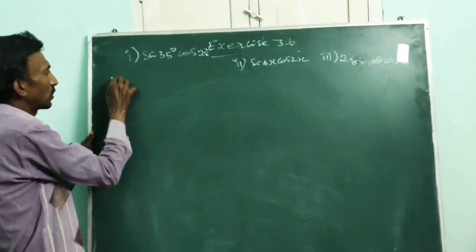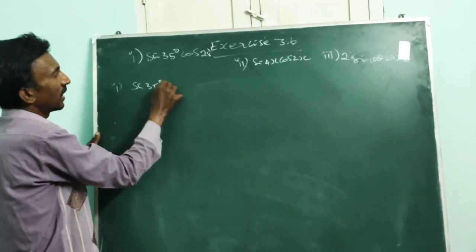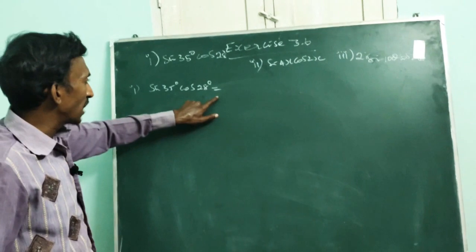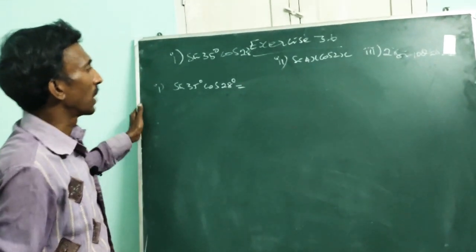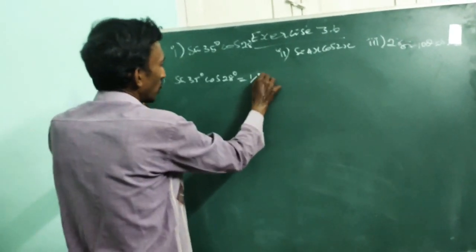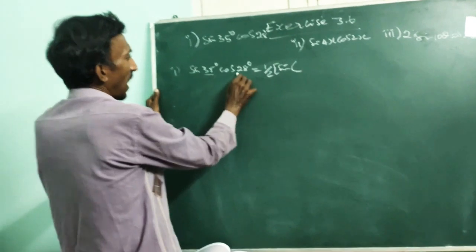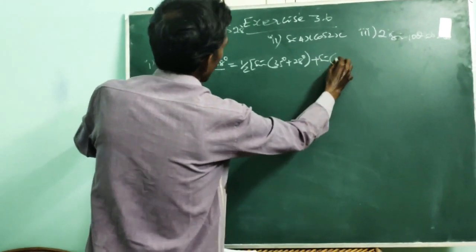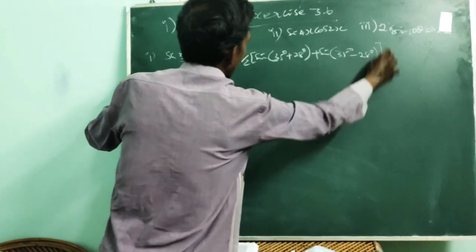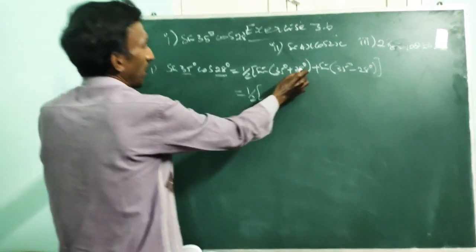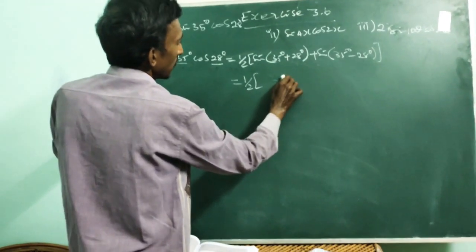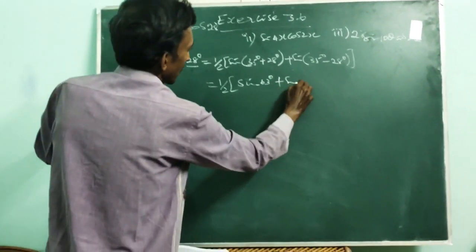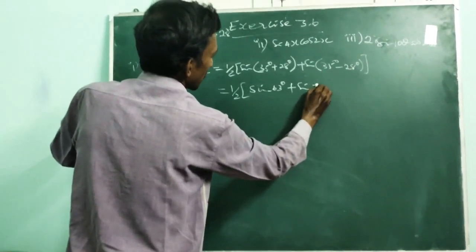First one, sin 35 degrees cos 28 degrees. It is of the form sin A cos B. Sin A cos B is 1 by 2 into [sin(A plus B) plus sin(A minus B)]. Consider this is A and this is B. So 1 by 2 [sin(35 plus 28) degrees plus sin(35 minus 28) degrees], which is 1 by 2 [sin 63 degrees plus sin 7 degrees].